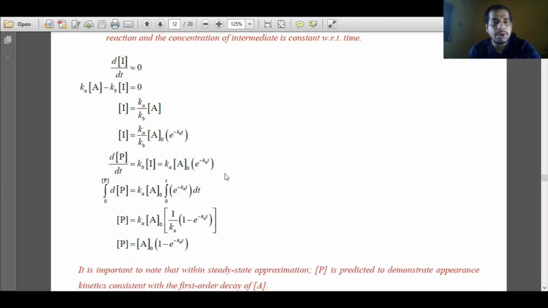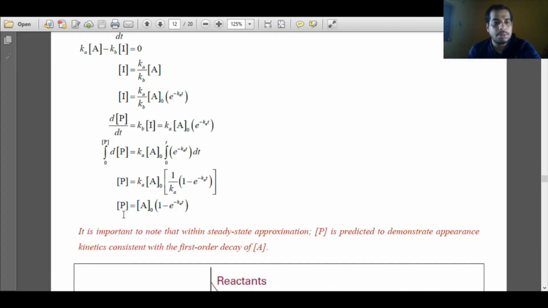To know the product concentration at any time t, I have to integrate this differential expression. What will be the integration limits? I am considering the product, so at 0 time the product concentration is 0. After a certain time t, the product concentration is P. So my integration limits for the product are 0 to P, because at 0 time there was no product, and for time it is 0 to t. If I do the integration, I'll get an expression for product P.